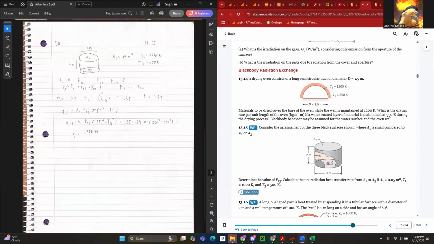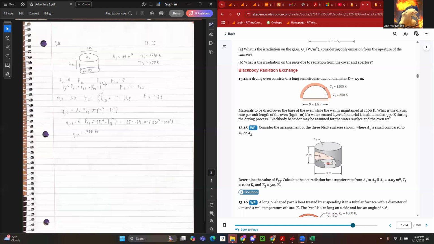So right off the bat, because A1 is just a flat plane surface, we know that F11 is equal to 0. And also since area 4 surrounds it and is also a flat plane, F14 is also equal to 0. So that means that F12 and F13 added together is equal to 1. So now we've got to determine F12 or F13.